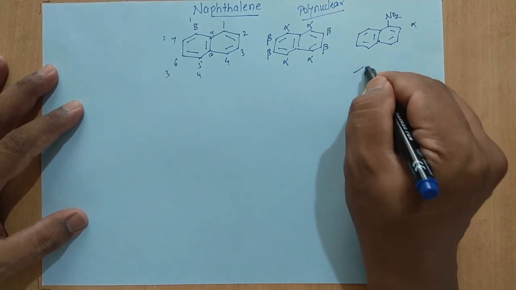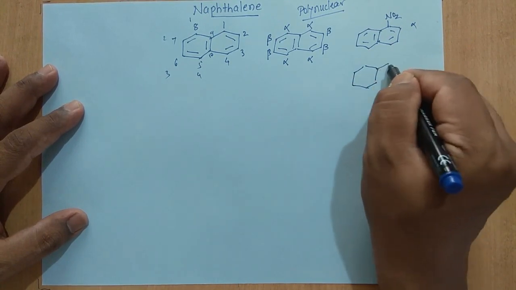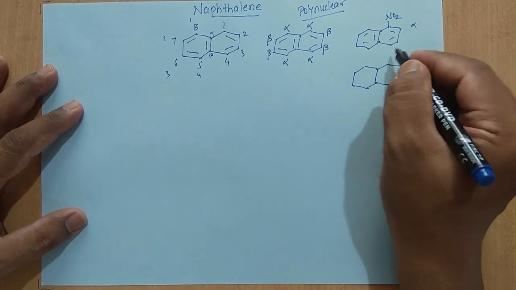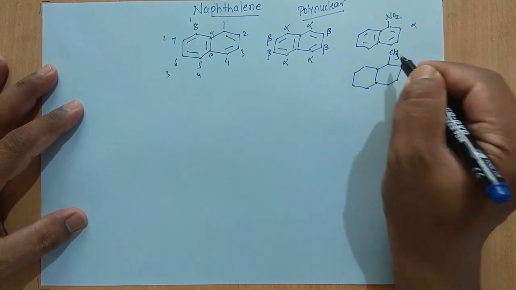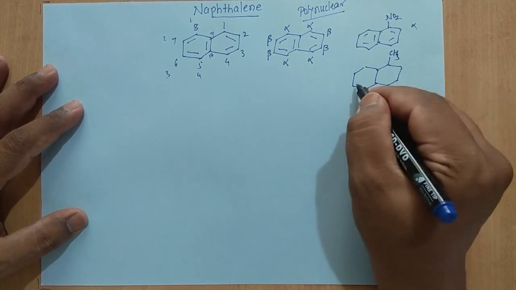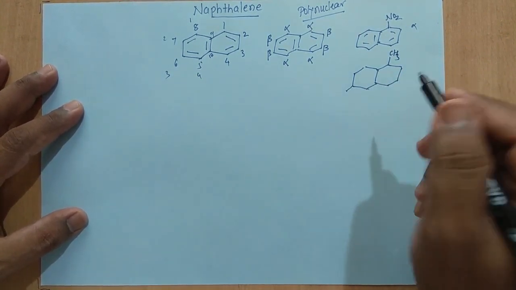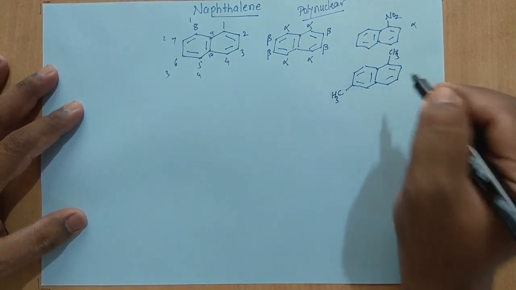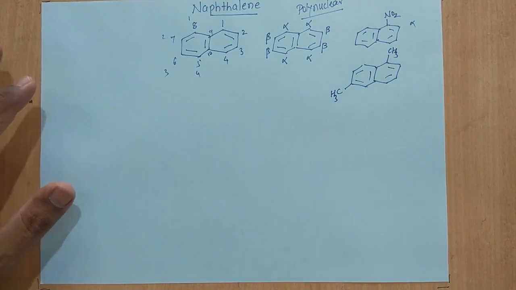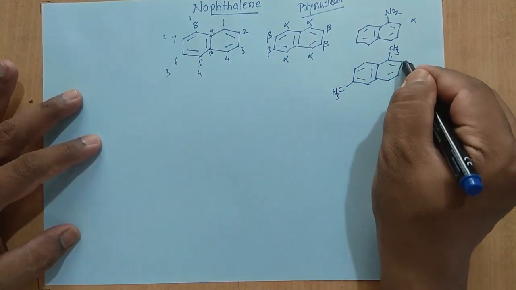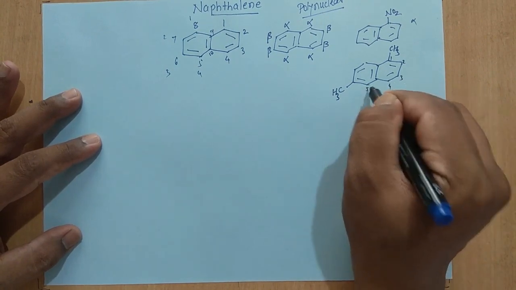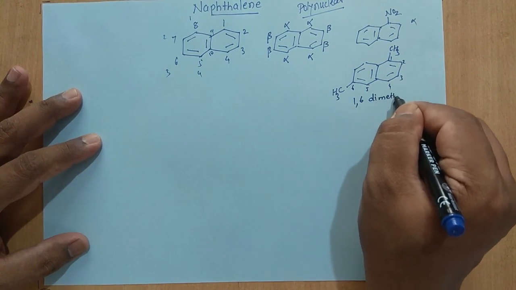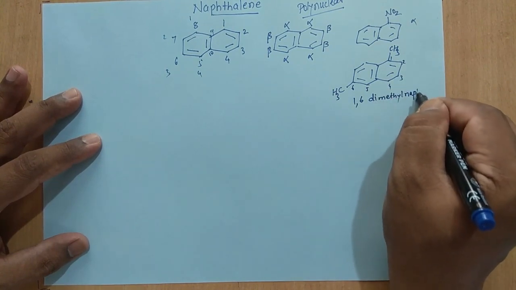Similarly, as far as the nomenclature of naphthalene compounds is concerned, if I put CH3 here and CH3 here, then numbering 1, 2, 3, 4, 5, 6, this is 1,6-dimethylnaphthalene.